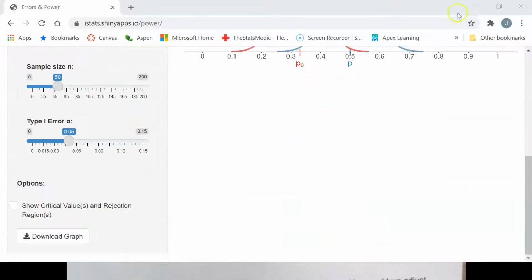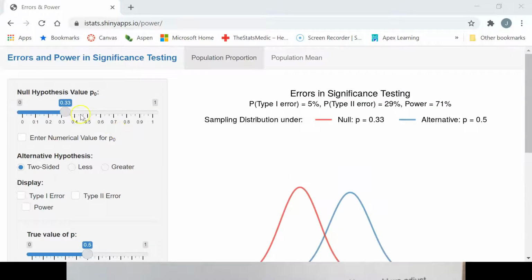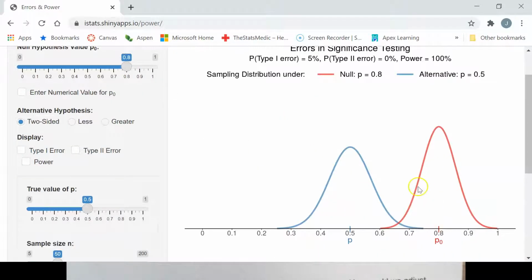So here is our applet, okay? And here's what we're going to do. Our null hypothesis was 0.8, so I'm going to drag this up. That's our null hypothesis, and you can see these graphs over here are changing. We had a less than, so remember two-sided is the not equal to, and then we have less than or greater than, and our alternative was less than. So we're going to click less than. We're going to do a type 2 error, so it will show up.